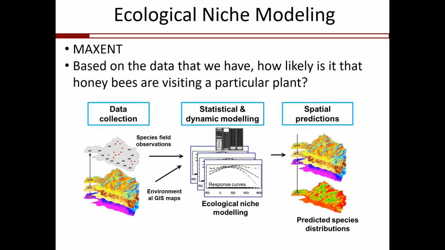And one last thing that I want to talk about is the possible use of Maxent. This wasn't part of the grant, but I think this is something that will be of interest to a lot of beekeepers in East Texas and Louisiana. This is going to be ecological niche modeling, using a program called Maxent, based on the data that we already have. And we can ask the question, like, how likely is it that honeybees are visiting a particular plant?